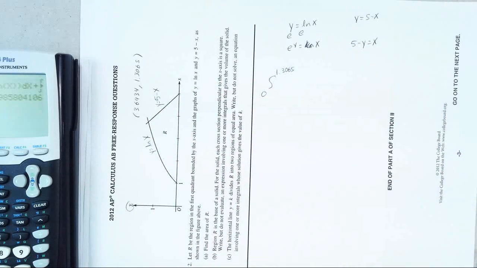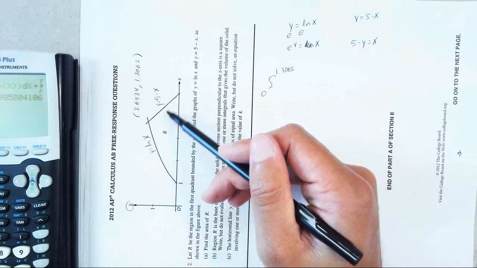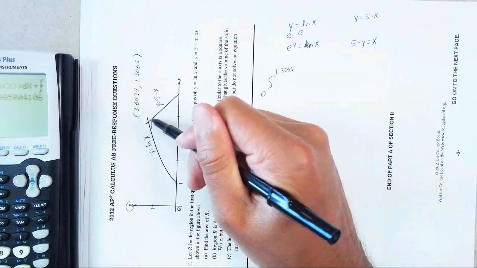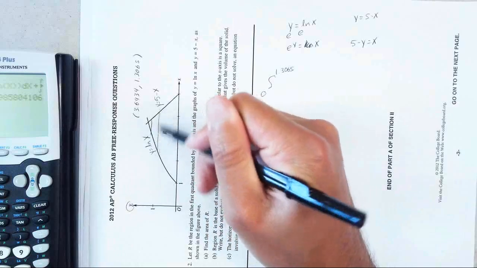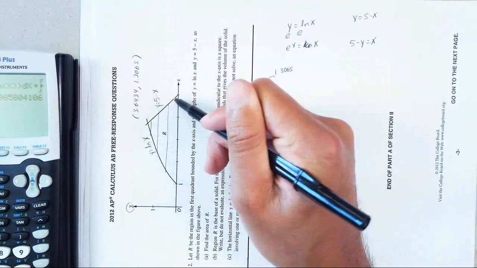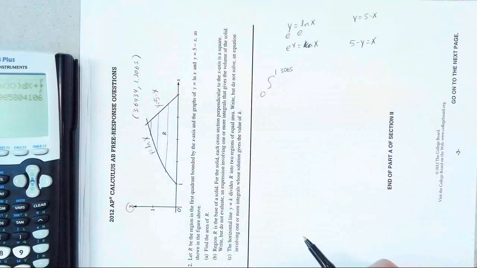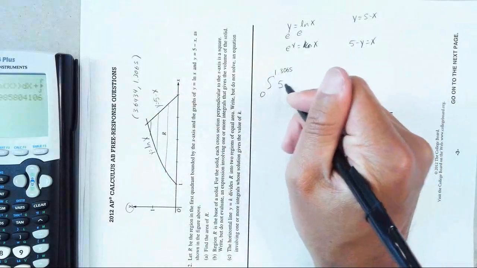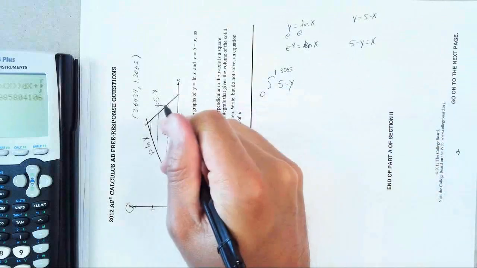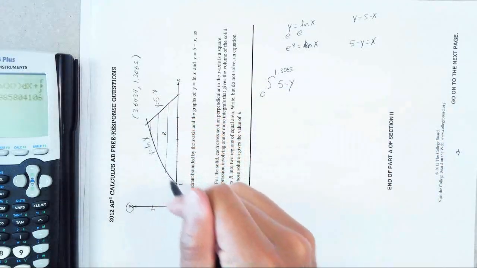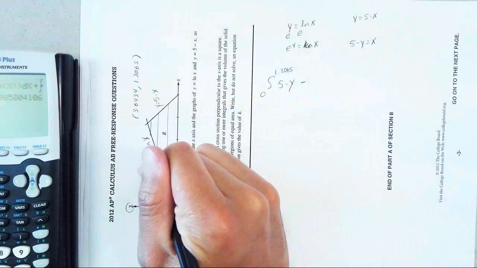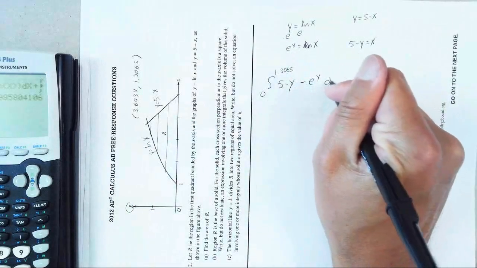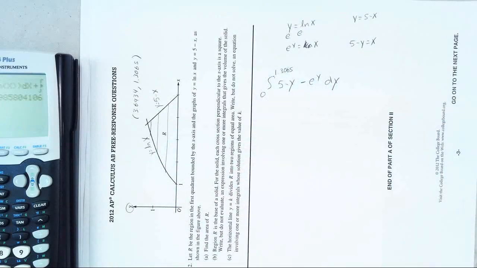So now you have to ask yourself, do you have a curve higher than the other curve at every single value? You actually do, because if I draw a line, this curve is higher than that one, this one's still higher, and throughout the entire region. So because of that, this equation has to come first, with respect to y, which is 5 minus y. And then I'm going to subtract the bottom curve, which would be ln x, but because it has to be with respect to y, minus e to the y, dy, and that's your equation.